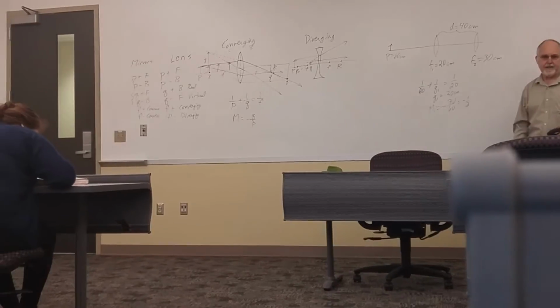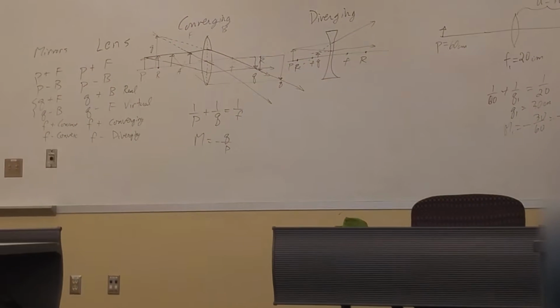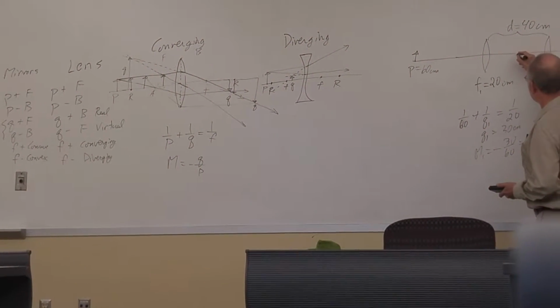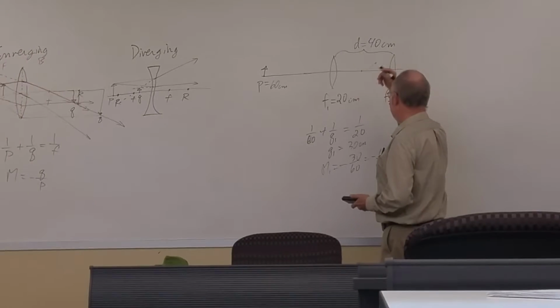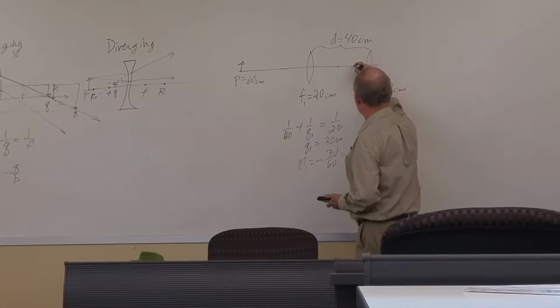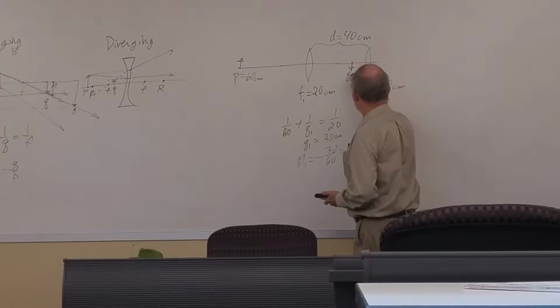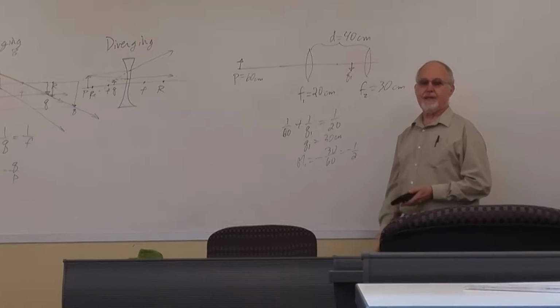Size and it's upside down. Well, in my picture, where would that be located? Well, it's 40 from there to there, so the focal length of the first one is at 20, it's halfway in between. This is at 30, so it would be about right here. And so I've got an object, an image, that's about at that location for the first lens.